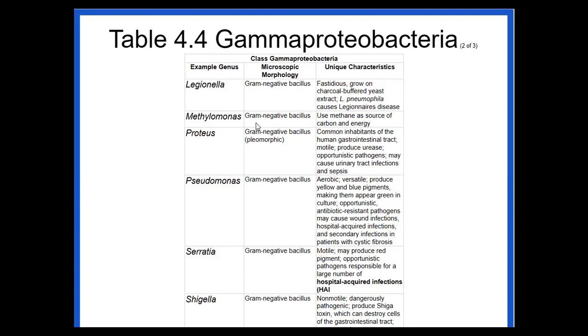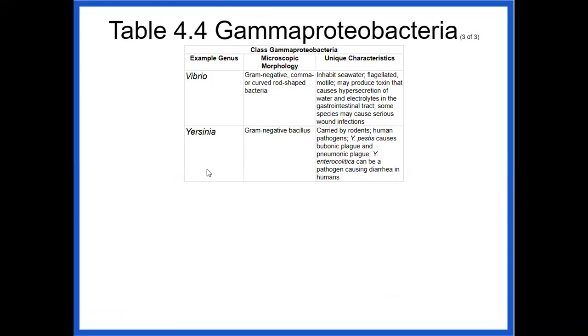Shigella is also a dangerous pathogen. It produces a Shiga toxin, which can destroy cells of the gastrointestinal tract. Vibrio inhabits seawater, is flagellated, and may produce toxins. And also you have Yersinia. It's carried by rodents. This is the one that caused bubonic plague. Okay, so let's rejoin na lang sa next.